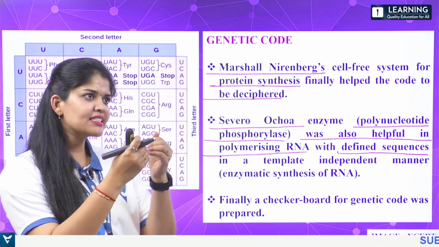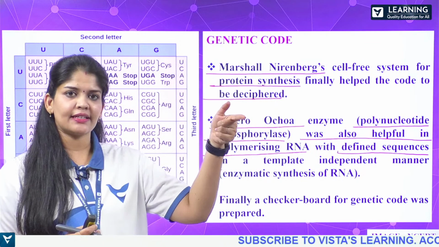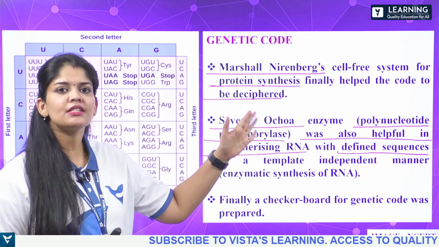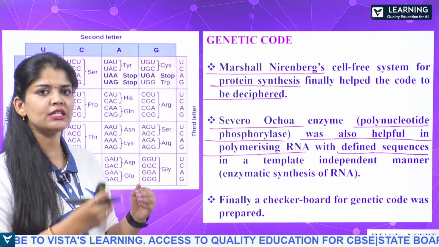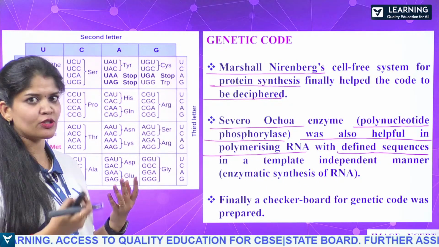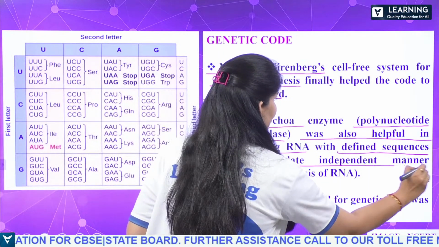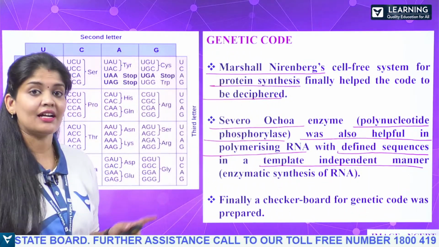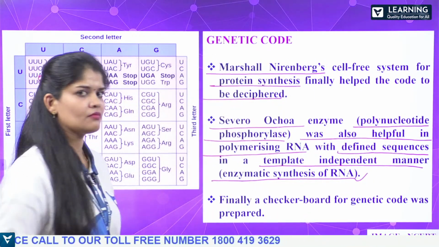Actually, if the RNA is coming from the DNA, we call it template dependent, because the DNA is acting as a template. But here they have synthesized this using an enzyme, and that enzyme is polynucleotide phosphorylase. So this polymerization of the RNA happens in a template independent manner. This is the enzymatic synthesis of RNA.